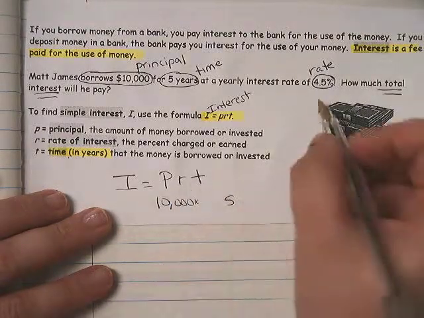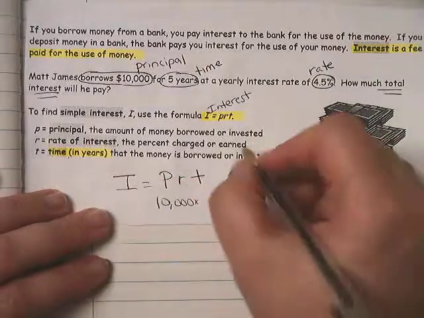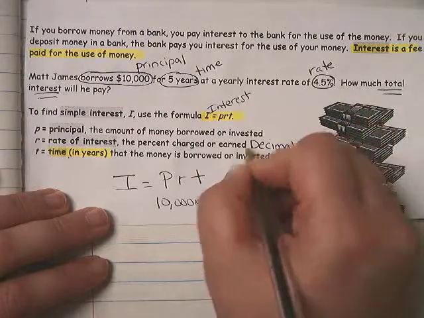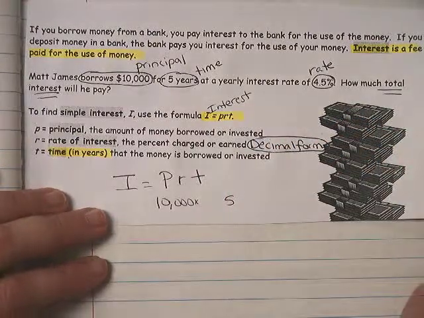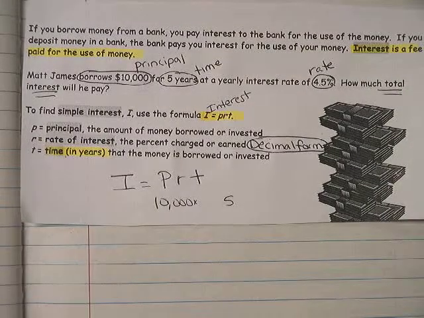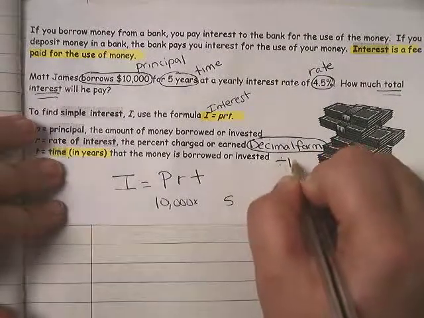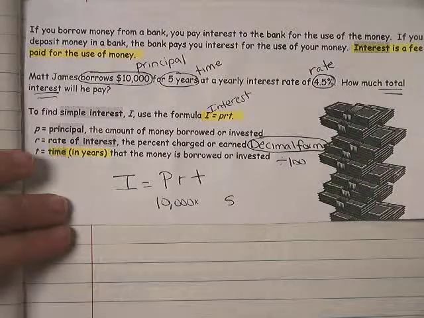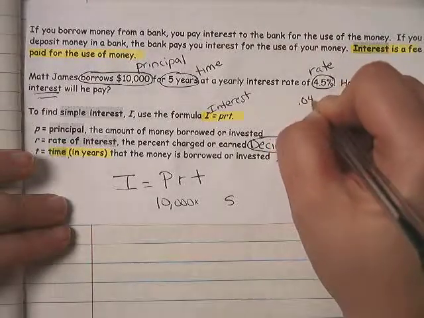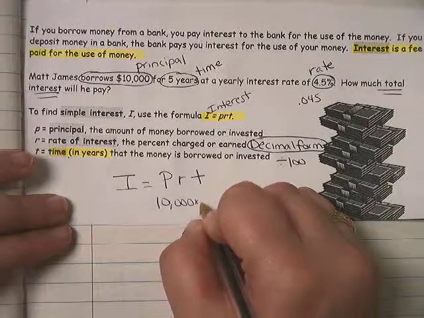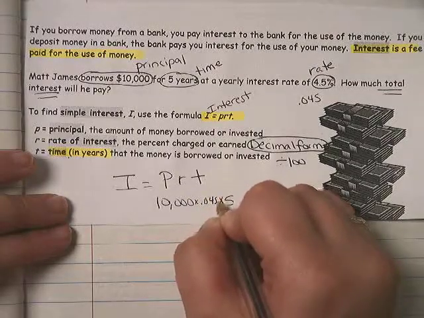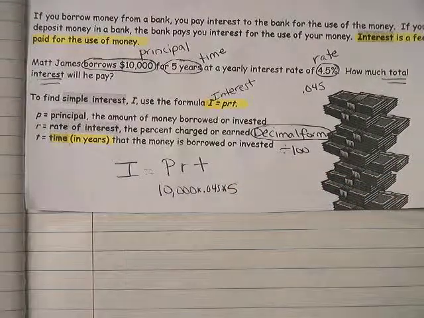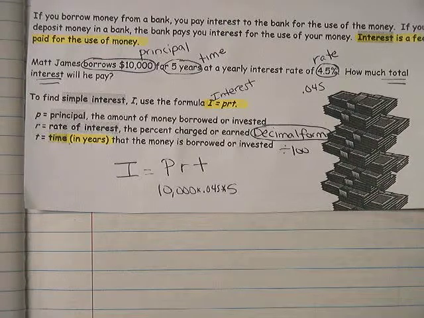$10,000 for 5 years, so that's going with time. And now we have our rate. Our rate is 4.5, but right here where it says rate, we need to make a note. Our rate always has to be in decimal form. So to go from a rate or a percent to a decimal, remember you divide by 100 or you just move the decimal 2 places. So 4.5% as a rate would be 0.045. So we're not going to multiply 4.5, we're going to multiply 0.045.